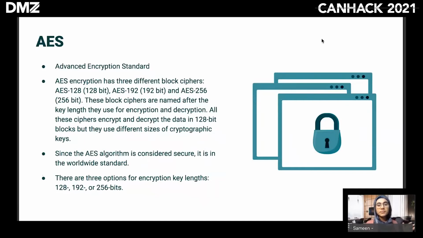The longer the key, the more secure your crypto system is. Since the algorithm AES is considered secure, it is a worldwide standard, and there are 3 options for encryption key lengths: 128, 192, or 256 bits. A lot of services like password managers or email use AES because it's a standard, and you might see it being used widely. So it's important to be aware that this is one of the most popular encryption algorithms. It is a symmetric encryption algorithm.